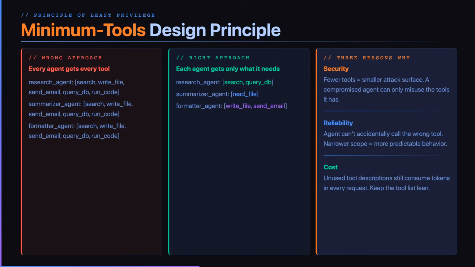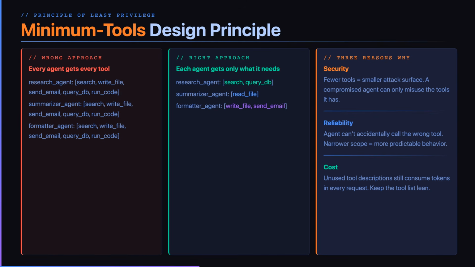Here's a principle straight from the exam: minimum tools per agent. On the left, the wrong approach. Every agent gets every available tool. On the right, the right approach. Each agent gets only the specific tools it needs for its job. Why does this matter? Security. Fewer tools means a smaller attack surface.